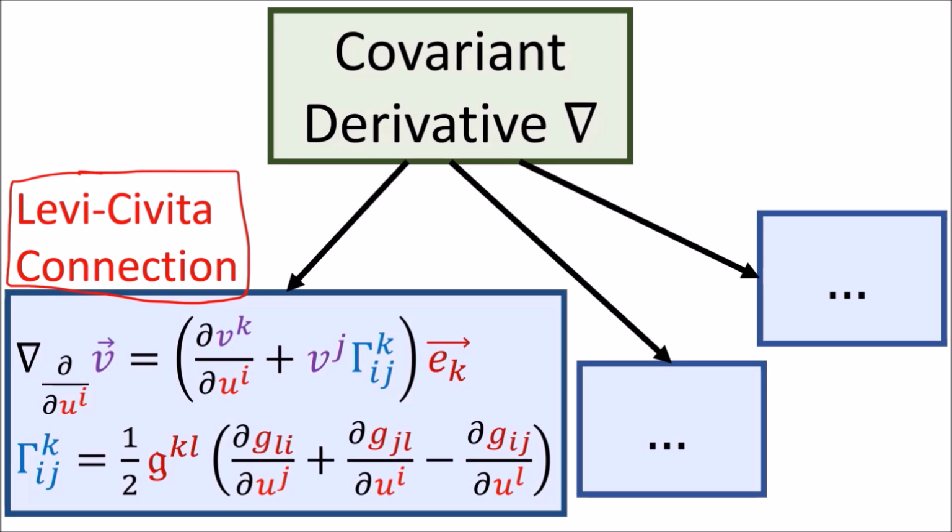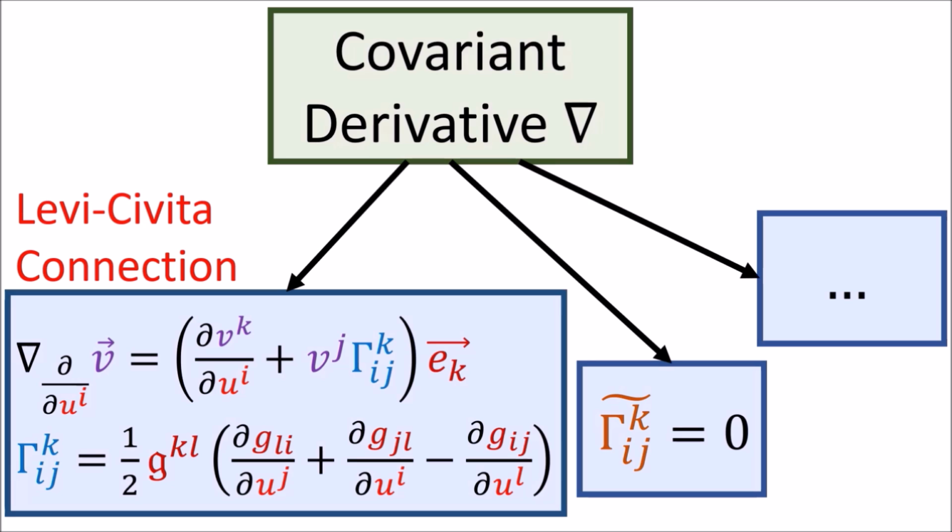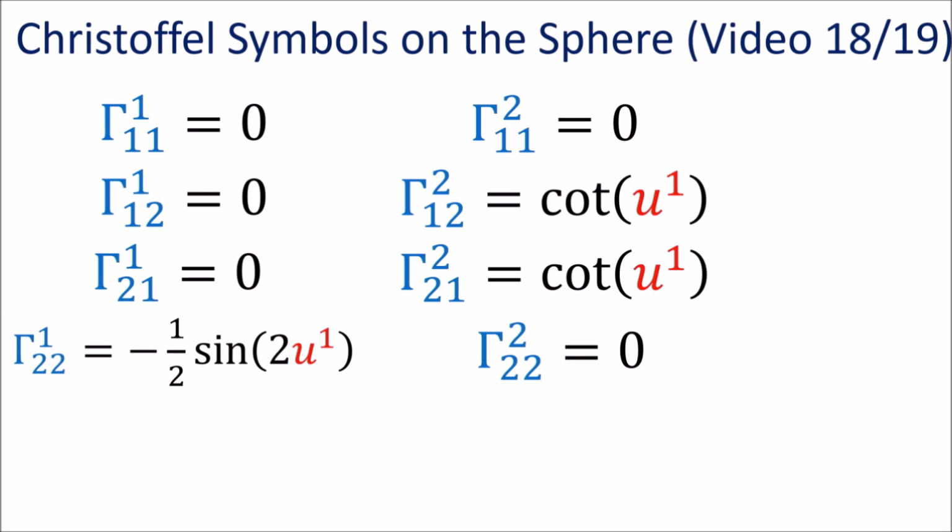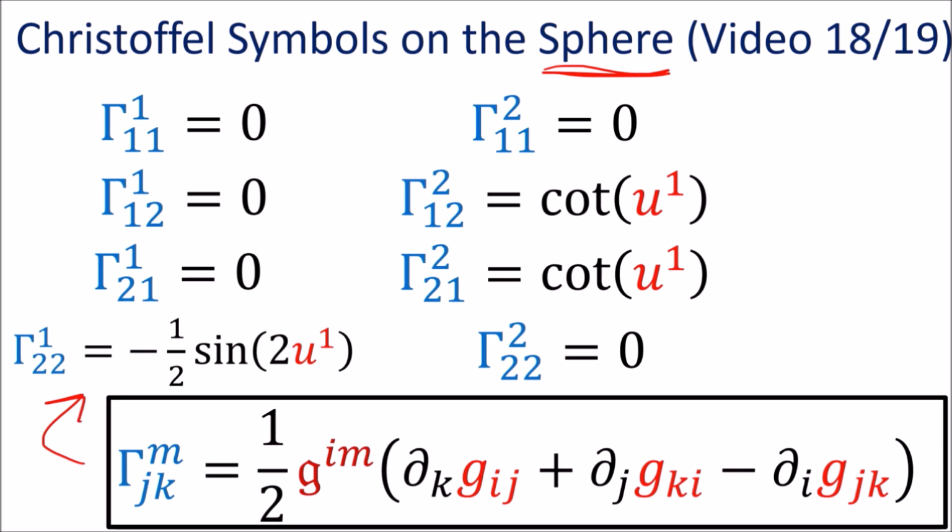But at the beginning of this video, I told you that there are other covariant derivatives as well. So let's take a look at an example of another covariant derivative. So this will be a covariant derivative where all the Christoffel symbols are 0, and I'm going to call this the boring connection. So just to remind you from the previous videos, we derived these Christoffel symbols for the sphere, and these were the Christoffel symbols for the Levi-Civita connection.